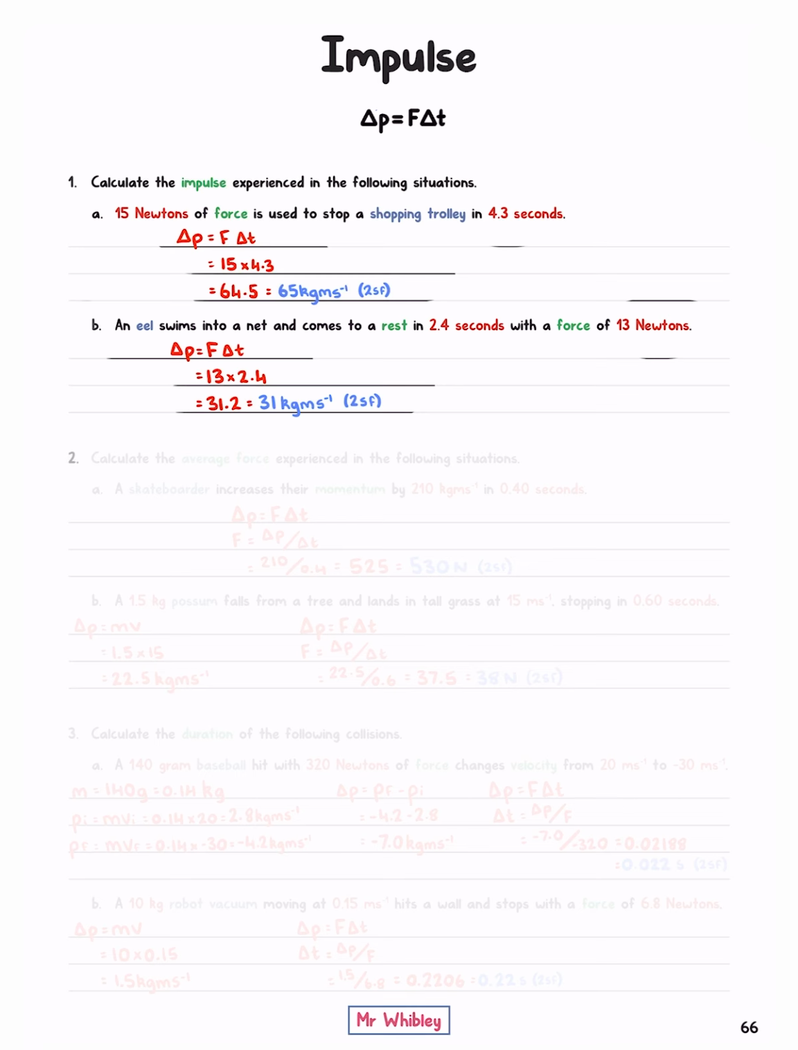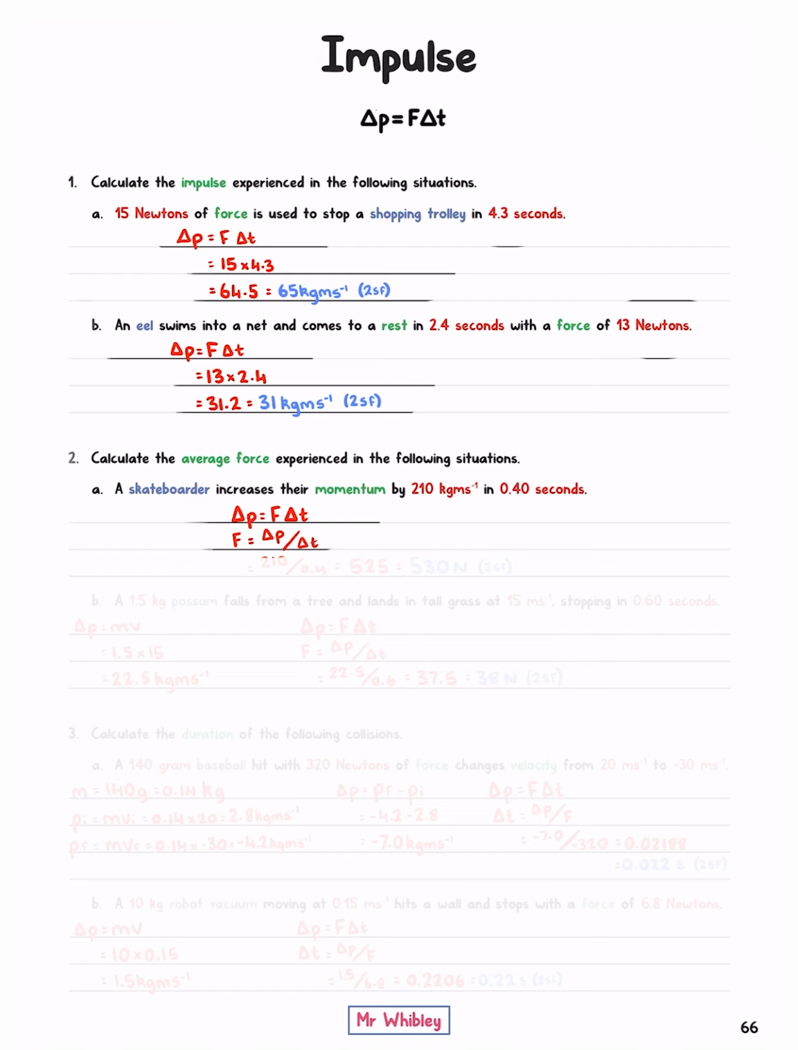Question 2. Calculate the average force experienced in the following situations. A skateboarder increases their momentum by 210 kilogram meters per second in 0.40 seconds. To find our average force, we can start with our impulse equation, solve it for force by dividing both sides by our time, putting in our momentum and our time, gives me 525 or 530 newtons to two significant figures.